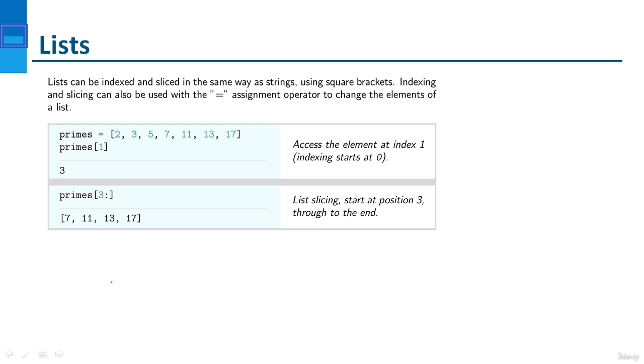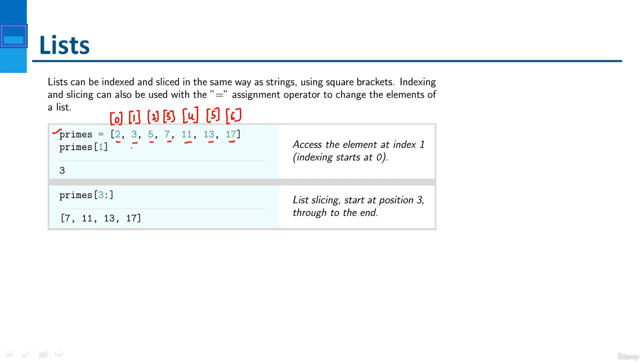So let us consider primes is the name of the list, and the elements are prime numbers up to 17. So 2, 3, 5, 7, 11, 13, 17. These are all prime numbers in the range of 2 to 17, and you can see their corresponding indices. 2 is stored at index 0, 3 at index 1, 5 at index 2, 7 at index 3, 11 at index 4, 13 at index 5, and 17 at index 6.